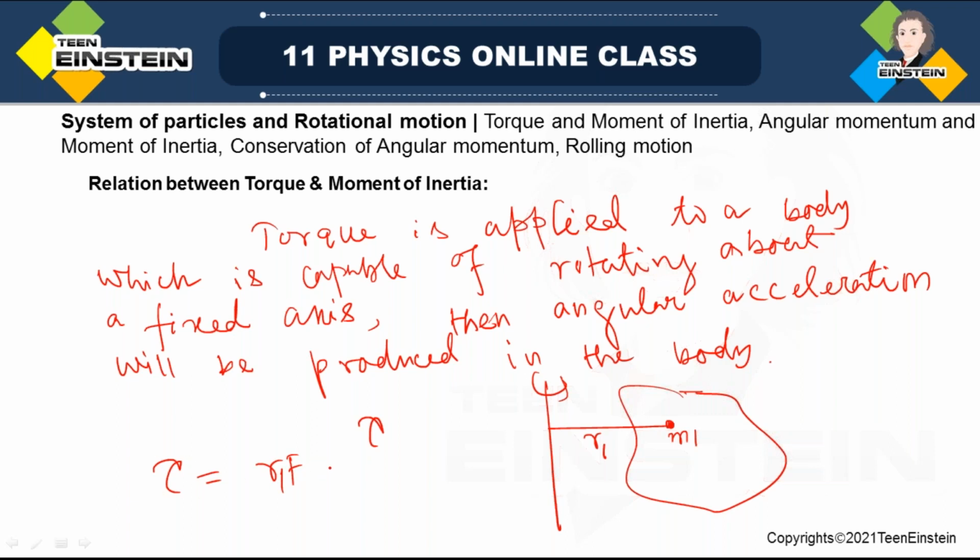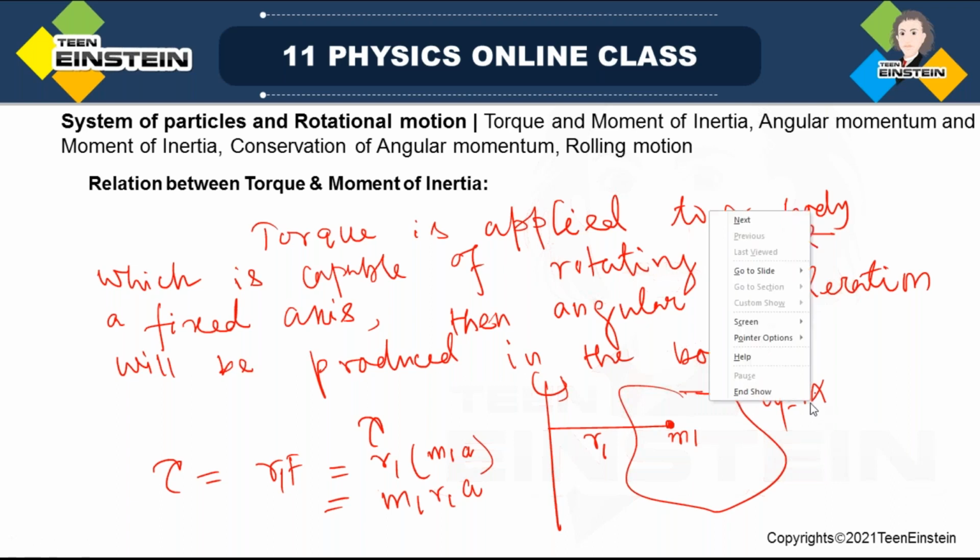All right. Now see this force, the external force, can also be written as m1 into a1. This is the linear acceleration. Okay, a1 is the linear acceleration. So look, now, if we recollect the relation between angular acceleration and linear acceleration, linear acceleration is equal to r alpha. So a1 I can write as r1 alpha.